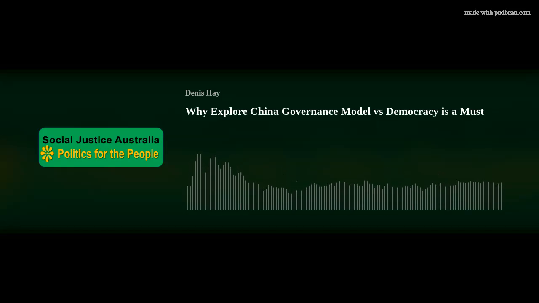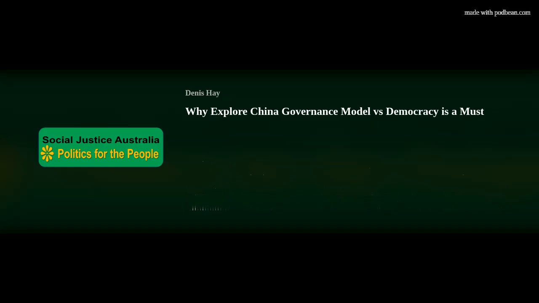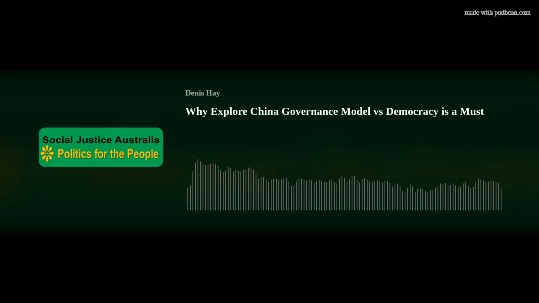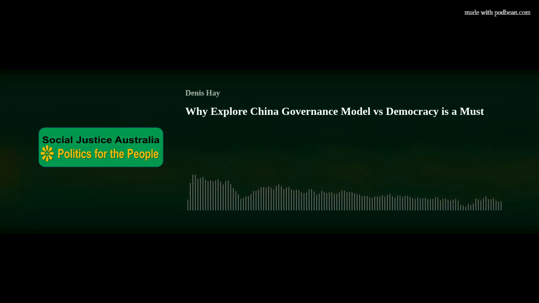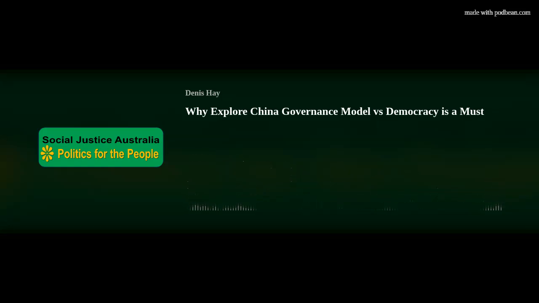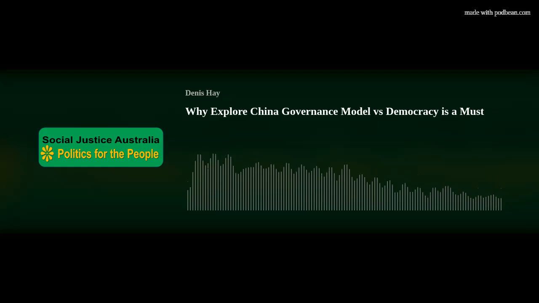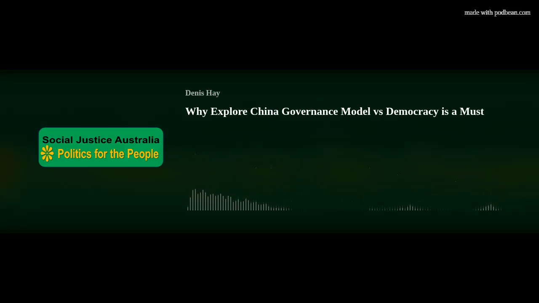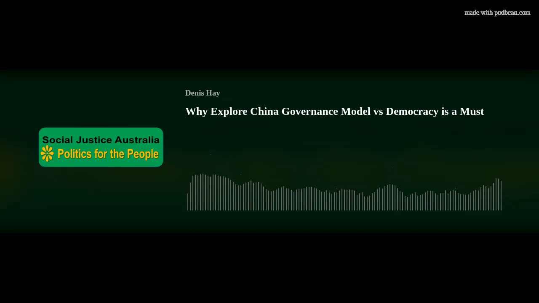Global perception and influence. 7. Belt and Road Initiative versus Western alliances. China's Belt and Road Initiative, BRI, has connected over 120 countries through infrastructure projects, trade agreements, and investment partnerships. This approach contrasts with Western alliances, which often rely on military cooperation, development aid, and cultural exchange to maintain influence.